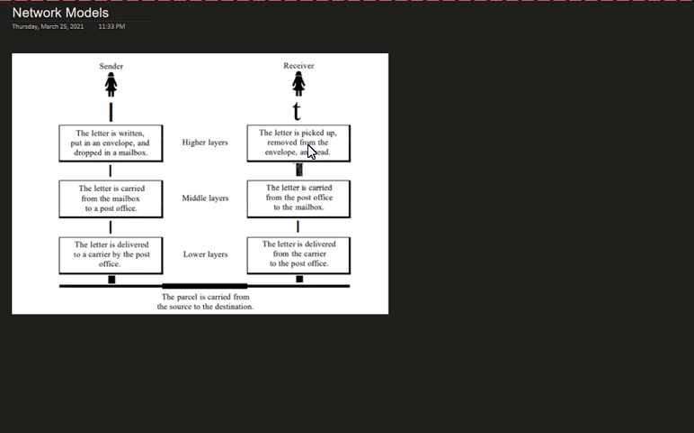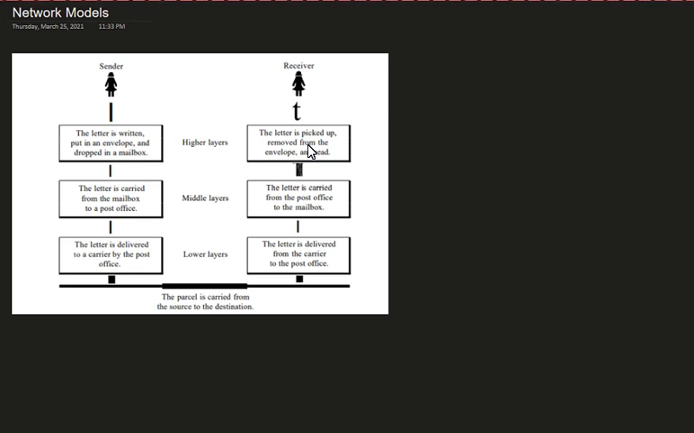On the way, the letter is then on its way to the recipient. On the way to the recipient's local post office, the letter may go through, for example, the central office. In addition, it may be transported by truck, train, airplane, boat, or any combination of these types of carrier. At the receiver's lower layer, the carrier transports the letter to the post office. In the middle layer, the letter is sorted and delivered to the recipient's mailbox.